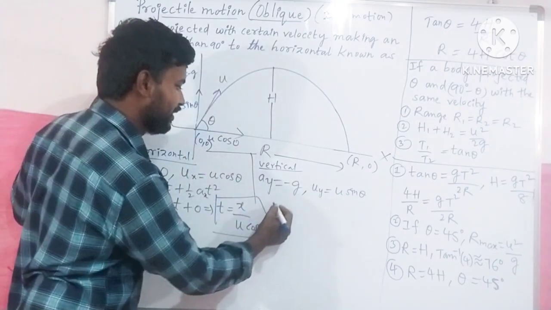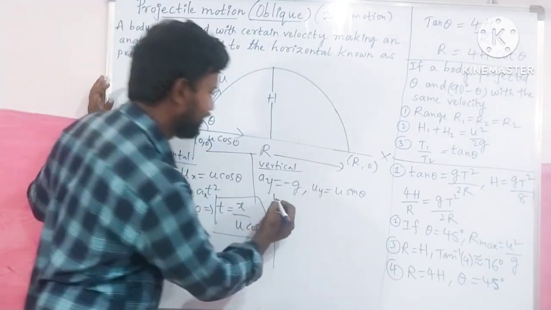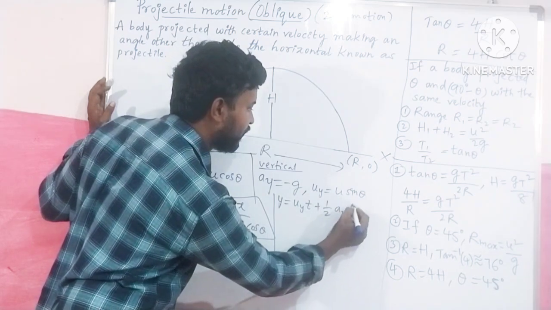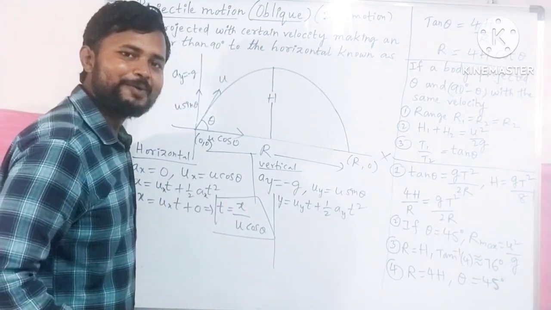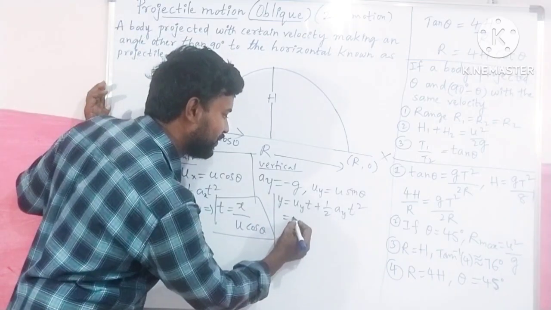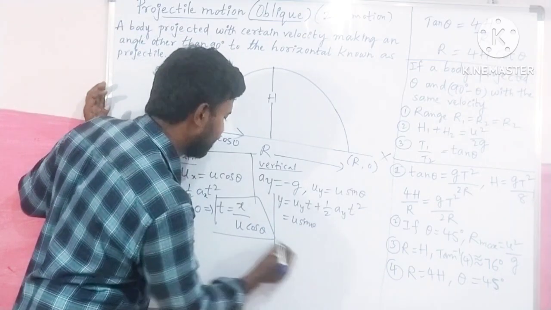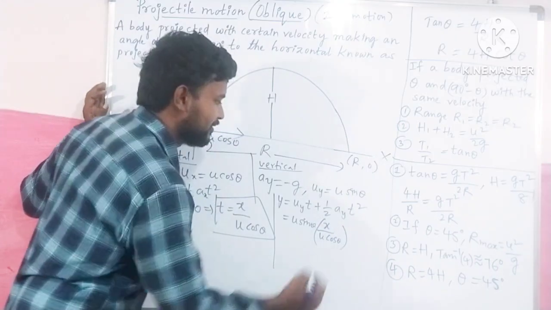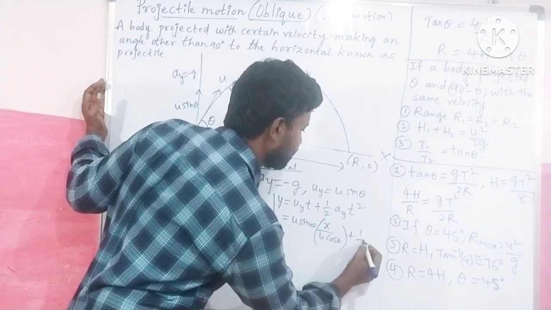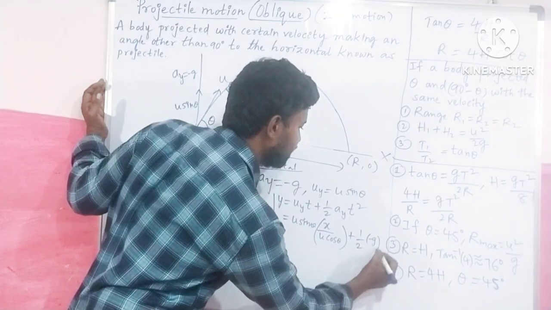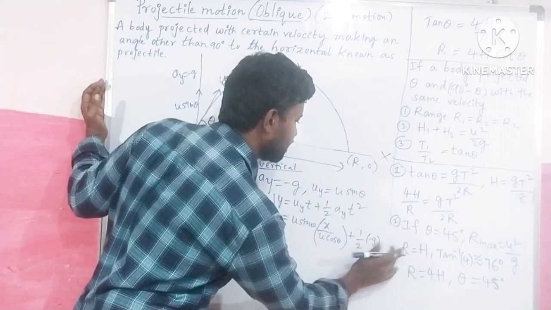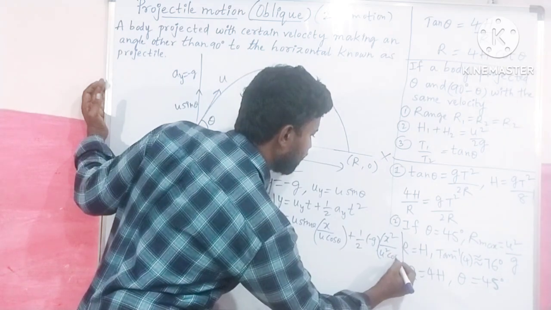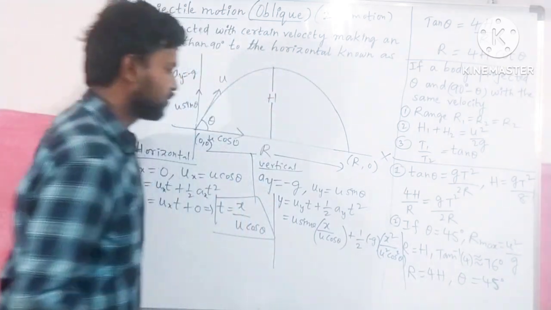Now for the vertical displacement, y equals uyt plus 1 by 2 ayt square. uy is nothing but u sin theta, and t is x by u cos theta. Plus 1 by 2 ay, which means minus g, and t square means x square by u square cos square theta.